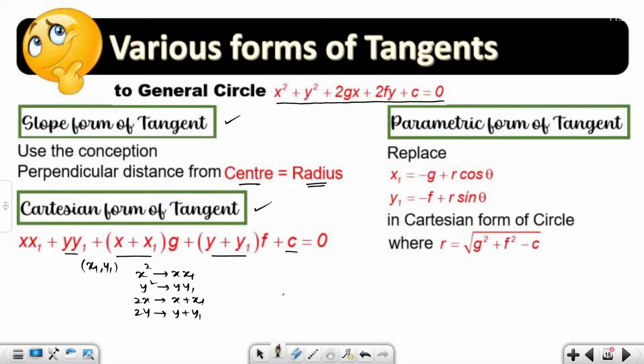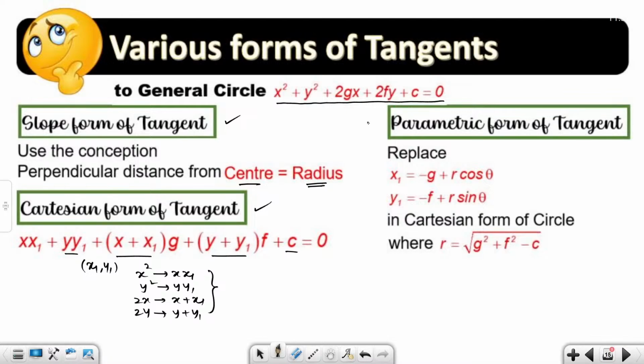Is it clear? So in that way, you are going to have the Cartesian form of the tangents. So again, in this case also, there is no need to memorize anything. Only remember the working rule, how to find out the tangent. One thing you must remember, that for Cartesian form of the tangents, the point must lie on the circle. Otherwise, you cannot use this formula.